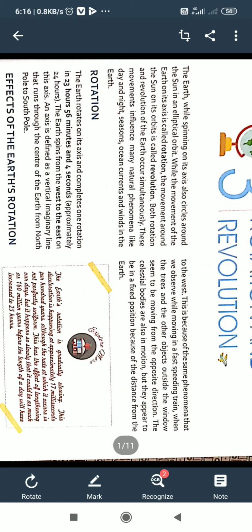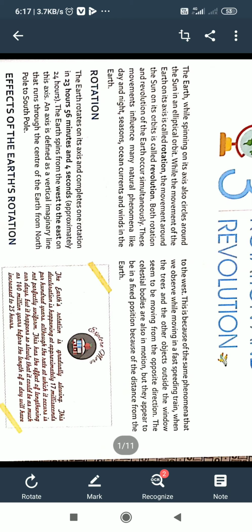Rotation. The earth rotates on its axis and completes one rotation in 23 hours, 56 minutes and 4 seconds, approximately 24 hours. Are you understanding, students? The earth spins from west to east on this axis. An axis is defined as a vertical imaginary line that runs through the center of the earth from north pole to south pole. Rotation is the spinning of the earth around its own axis from west to east.